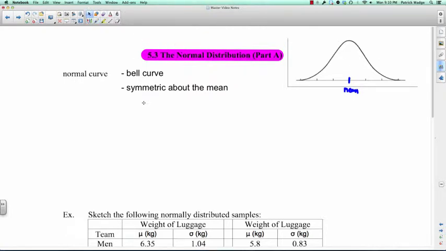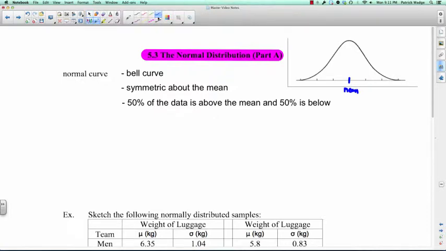Okay, something else about the normal curve. 50% of the data is above the mean, and 50% of the data is below the mean. So these people right here, remember, are all the people who have the mean value. Half the people are above that, and half the people are below that.